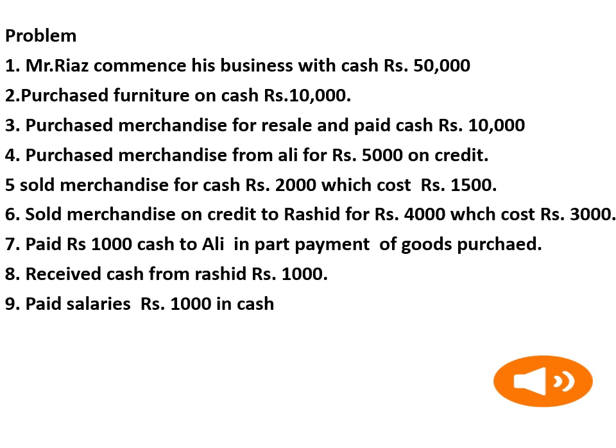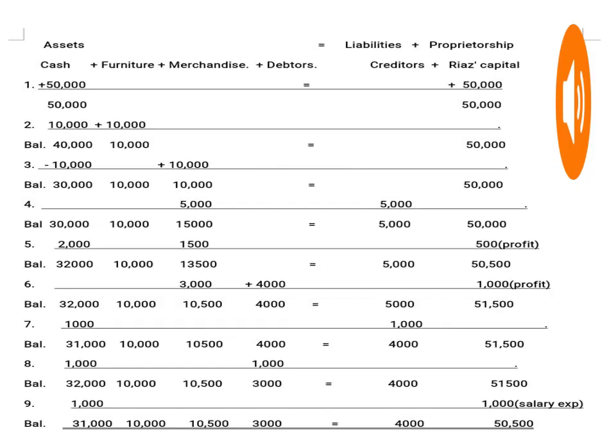Transaction number 7, paid rupees 1,000 cash to Ali in part payment of the cost of the goods purchased earlier. Transaction number 8, received cash from Rashid rupees 1,000. And transaction number 9, paid salaries rupees 1,000 in cash. Now we are starting to solve the problem.